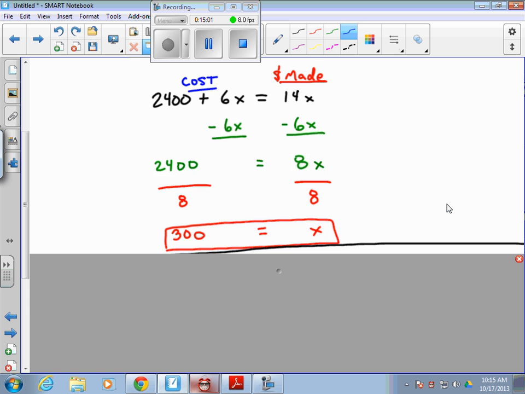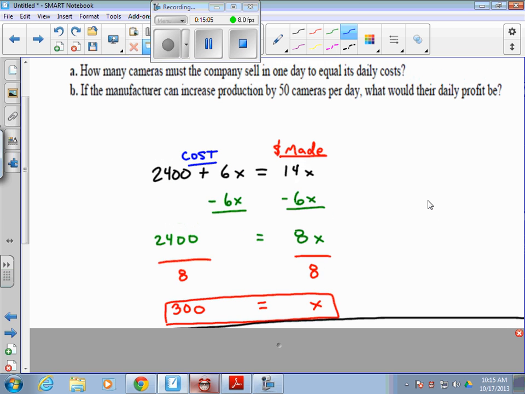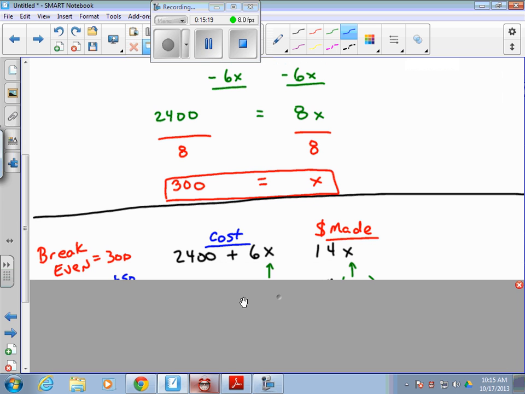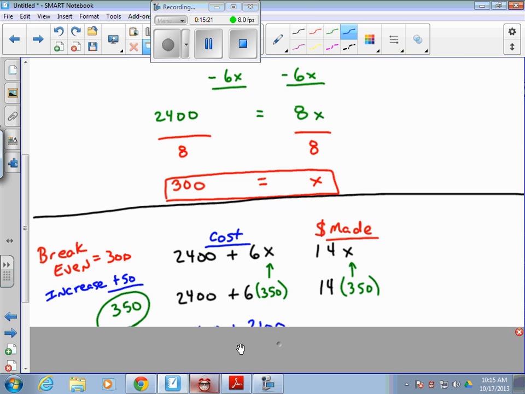The second question is a little bit more difficult. It says if the manufacturer can increase production by 50 cameras each day, what would the daily profit be? Well, this is assuming they're making 300 cameras to break even. So if you look off to the left, break even is 300. What if they increase it by 50? From 300, increasing by 50 is 350.